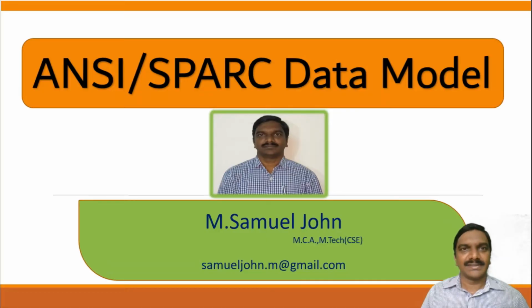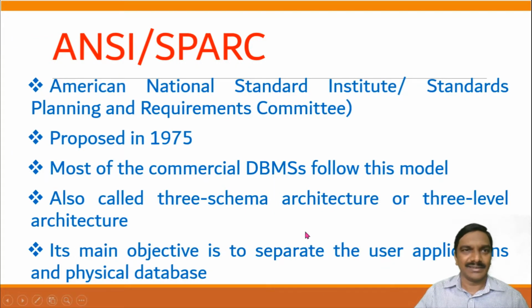We see the ANSI-SPARC data model. What is ANSI? ANSI means American National Standards Institute, and SPARC is an abbreviation for Standards Planning and Requirements Committee. It was actually proposed in 1975, and many of the commercial database management systems follow this model. This ANSI-SPARC model is also called the three-schema architecture or three-level architecture.